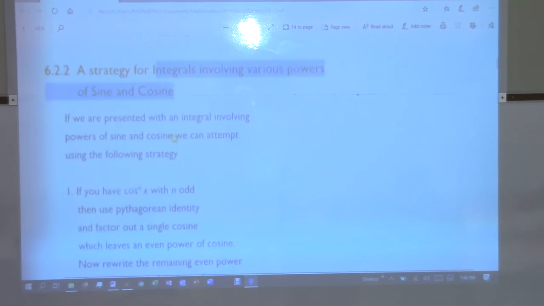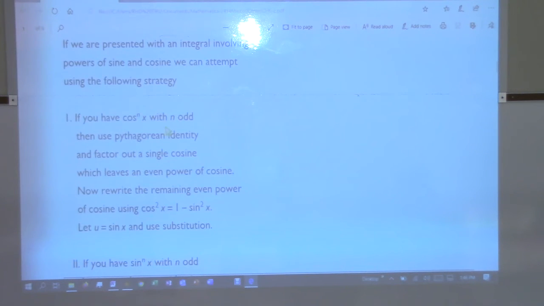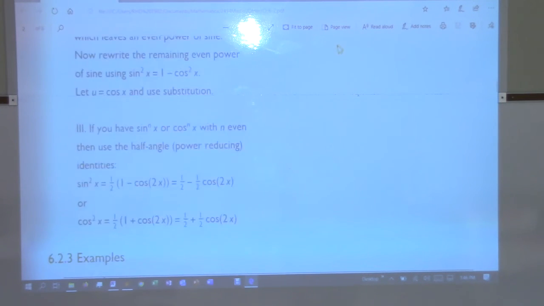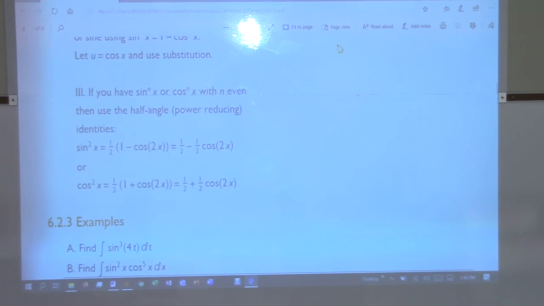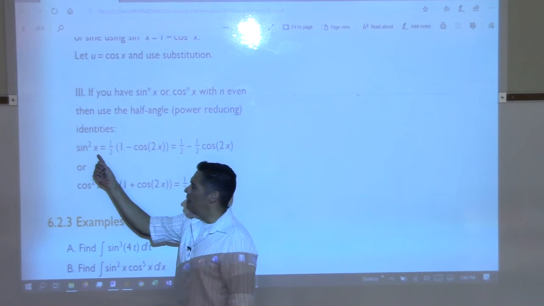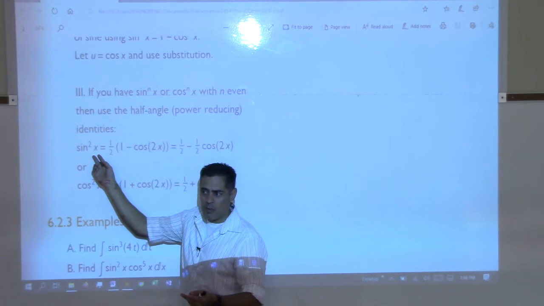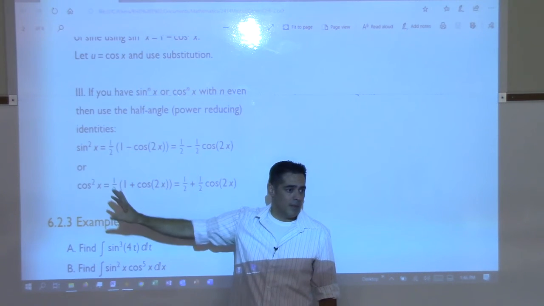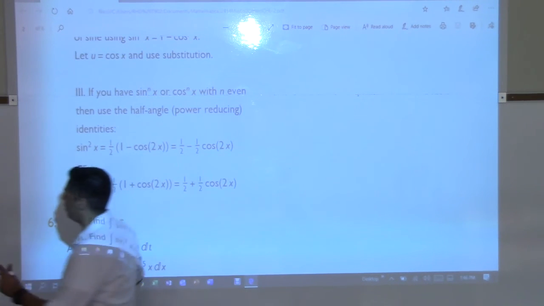To do this, we must be comfortable with the Pythagorean identity, which is sine squared x plus cosine squared x equals 1. We also have to be comfortable with, remember these identities from pre-cal? These are called the half-angle identities or the power-reducing formulas. I'm going to put these up on the board on the side because I'm going to need them, but they are all in your formula sheets.